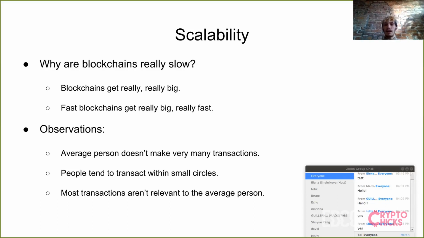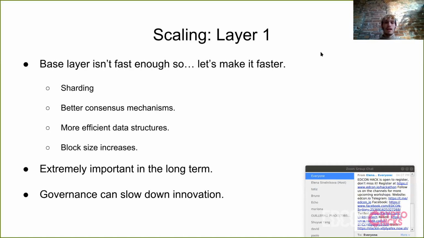And then a final observation is that most transactions that are going on aren't even relevant to the average person, right? Money tends to flow within these circles, like I just said. And so a lot of the time there's money flowing that never even touches me. But the problem is that currently the way that these blockchains work, I actually have to go and verify that information. So now it's a question of how do we solve these problems, right?